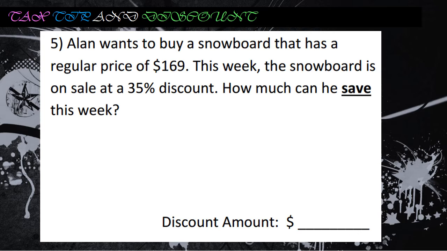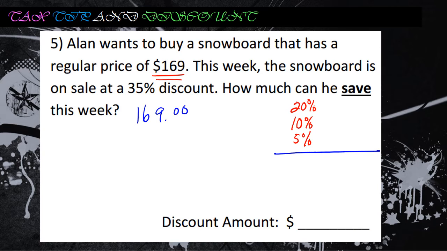Alan wants to buy a snowboard that has a regular price of $169. The snowboard is on sale at a 35% discount. How much money can he save? In order to do this, we're going to figure out our benchmark percents here. We're going to use 20%, 10%, and 5% in figuring this out. We're going to use these because we're going to do this all mentally in our head. And we have $169 as our starting price.